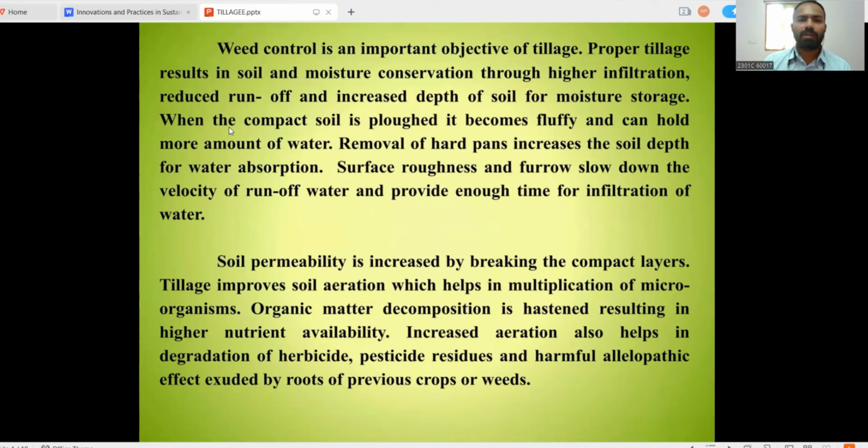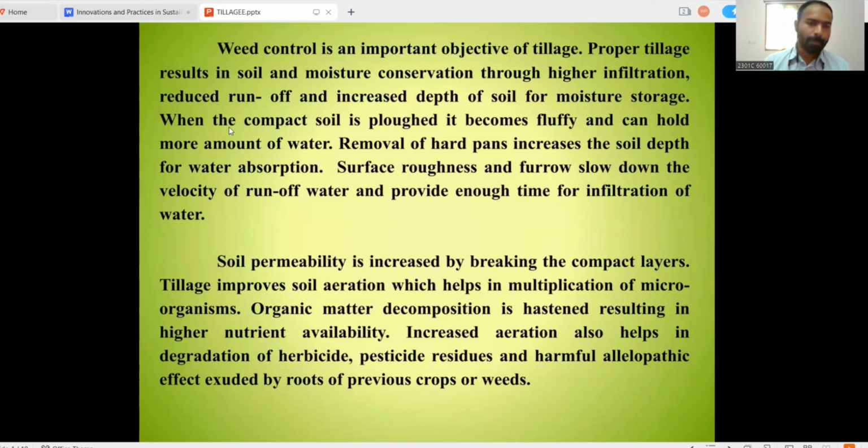Okay. Removal of hard pans, increase in the soil depth for water absorption, then surface roughness and furrow slow down the velocity of runoff of water and provide enough time for infiltration of water. These will happen after your tillage.